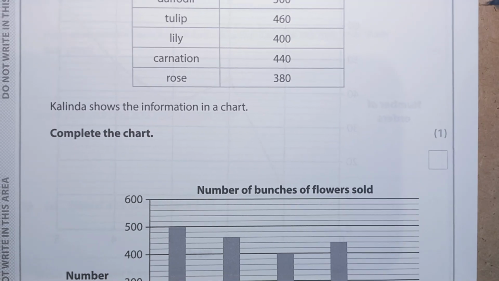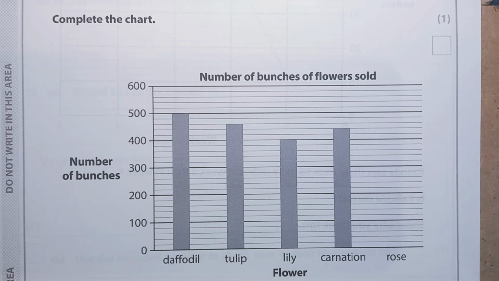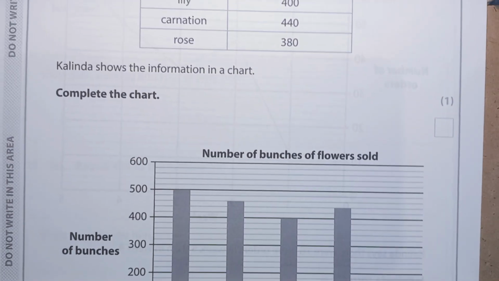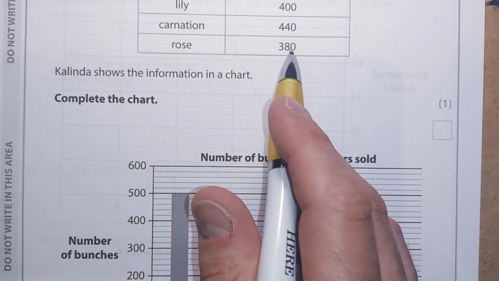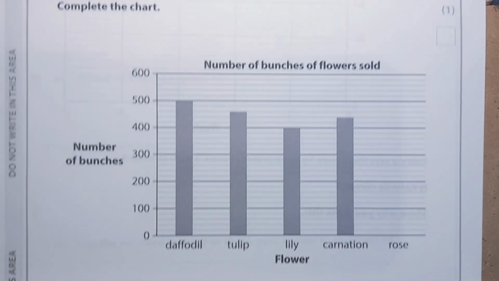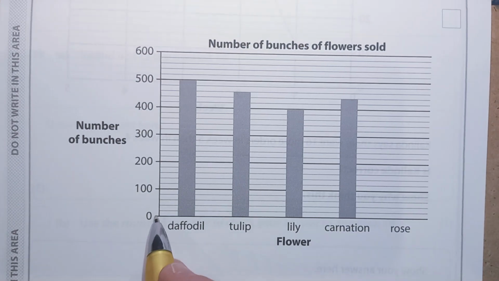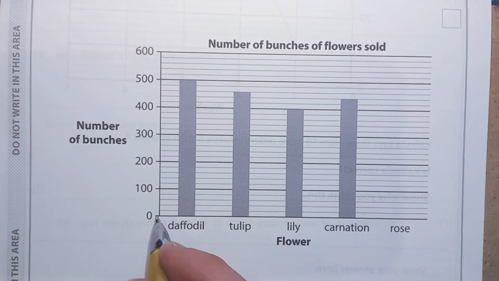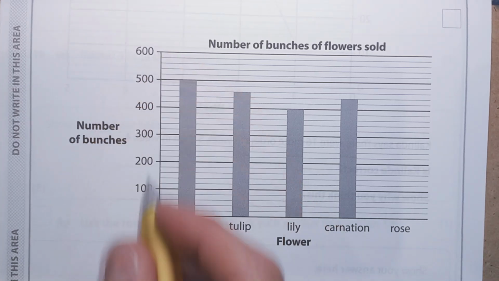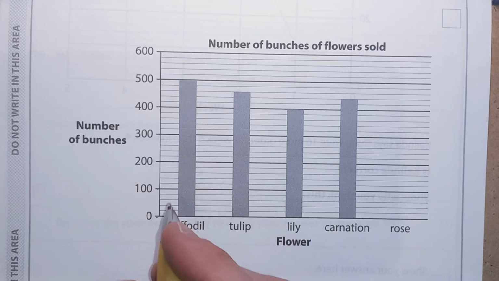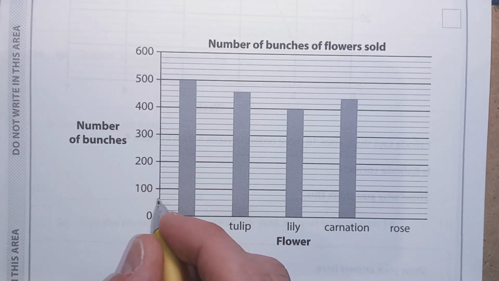So what we need to do is complete the chart. In other words, we need to add on a bar for rose. And if you remember from here, roses, there were 380 bunches. Okay, so we've got to understand this scale first of all. We can see it starting from 0. It's going up in hundreds on these sections. We want to know what each of these bits are going up by.